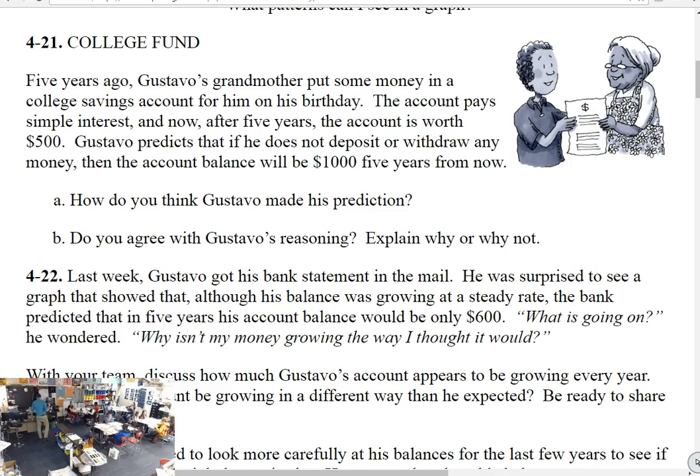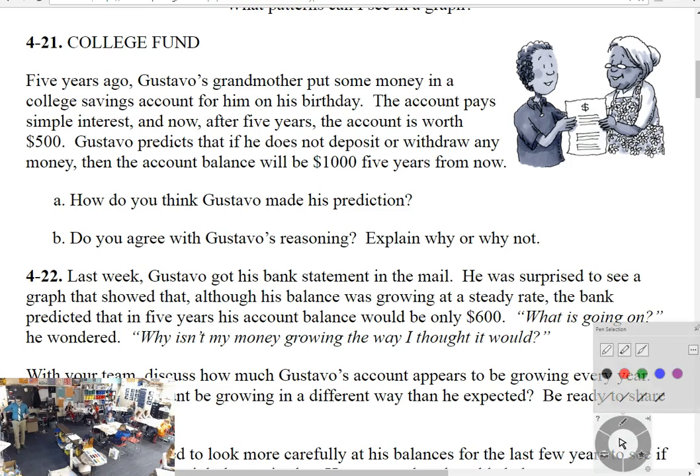Now you probably wouldn't even know the answer to this question, but a lot of you likely have college funds. Money set away in the bank that the bank likes because they know how old you are and they know the normal rate for going through school. So they assume you're not going to touch your money for a long time. So Gustavo's grandmother set up a college fund for him. She says that the account pays simple interest, and now after 5 years, that's probably some important information, we can see the account.